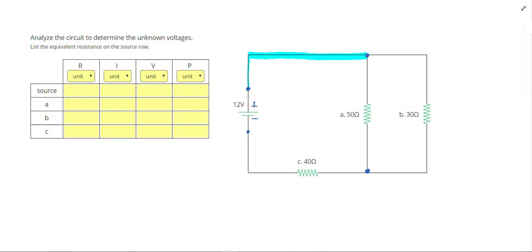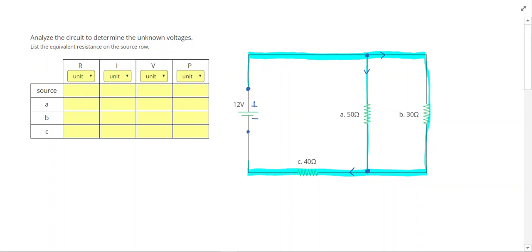Then we can tell that the current's going to split. Some will go down through A, some will go over through B. And those currents will split. One path goes through A, one path goes through B. Then the currents will come back together, and all the current will travel through C.